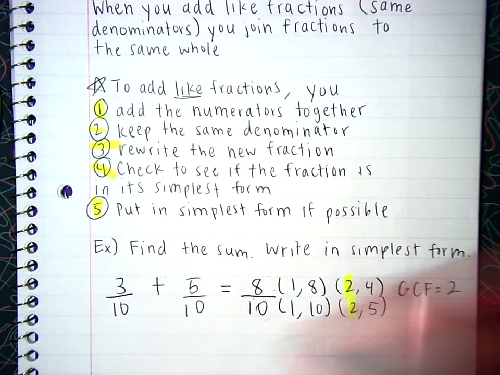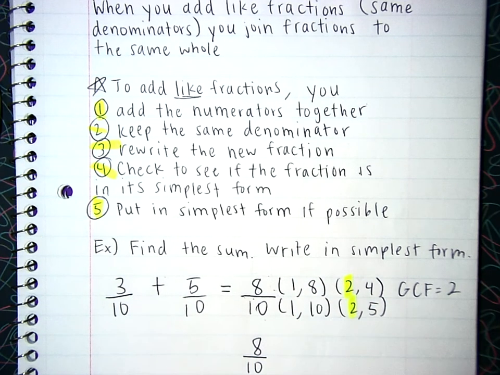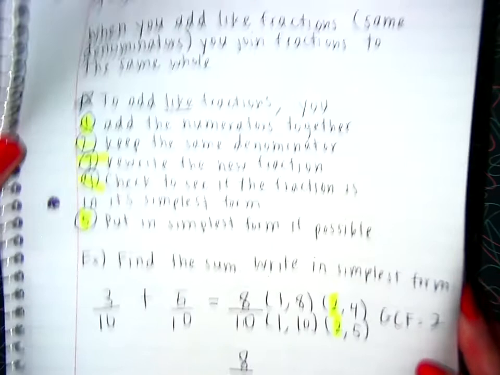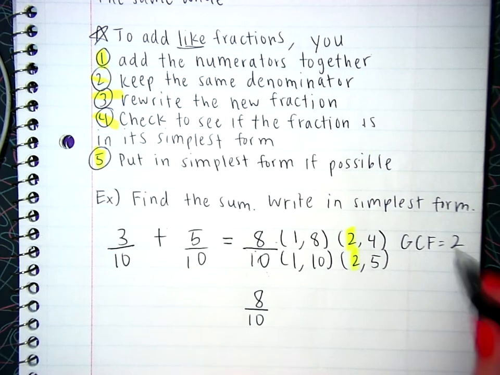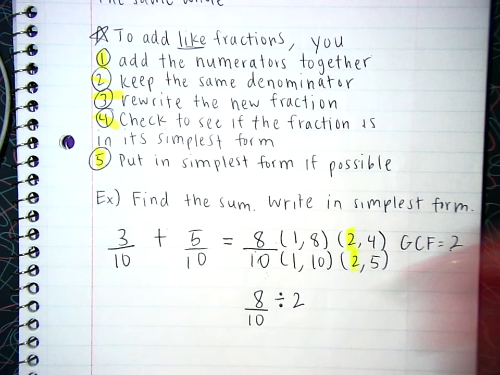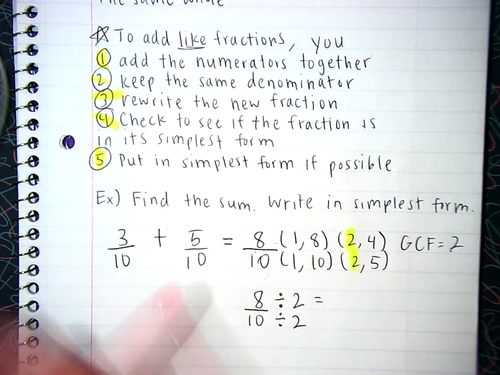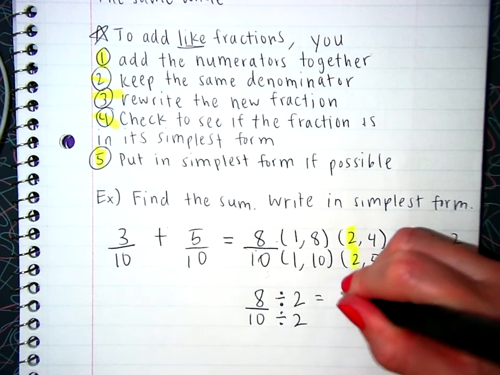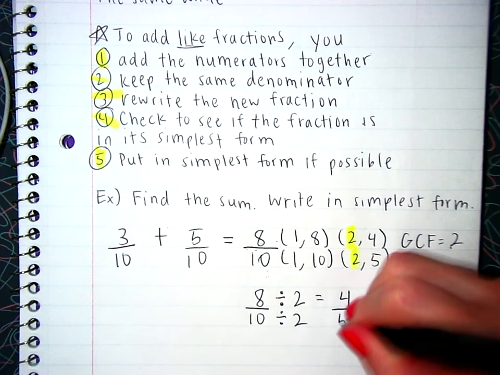So let's go ahead and do that now. So I'm going to do that right here. I'm going to rewrite my fraction 8 over 10. Move it up. And then I'm going to divide it by the greatest common factor, which is 2. So I do the numerator divided by 2 and the denominator by 2. 8 divided by 2 equals 4. 10 divided by 2 equals 5.